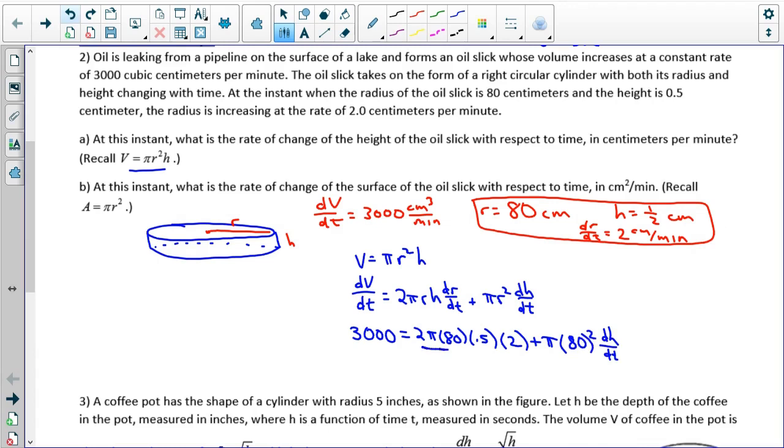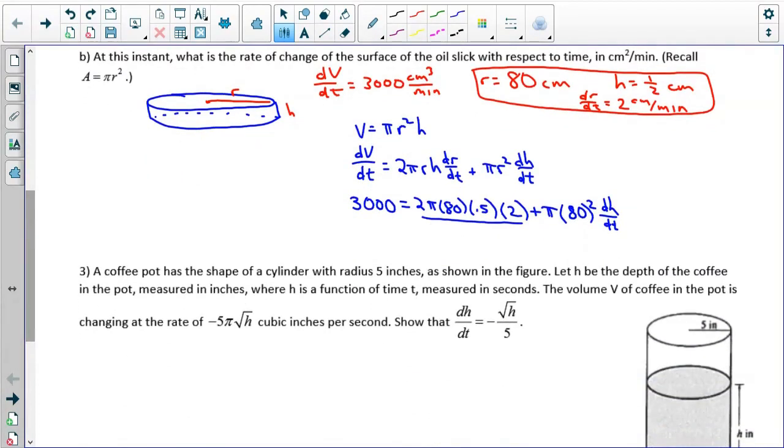This part ends up being 160 pi, and then we would subtract that over 80 squared, which is 6,400. So when I subtract over the 160 pi and I divide by 6,400 pi, this would be my final answer. So that's dH dt. If I wanted a numerical value for that, I could type it in the calculator.